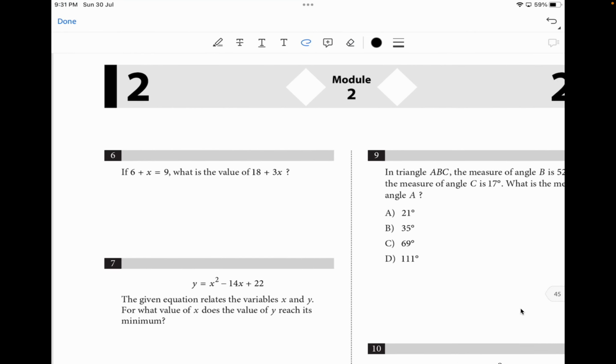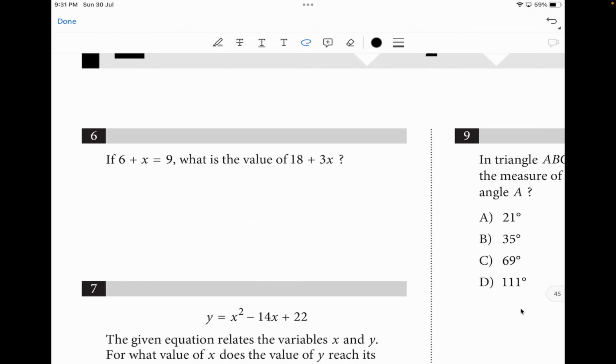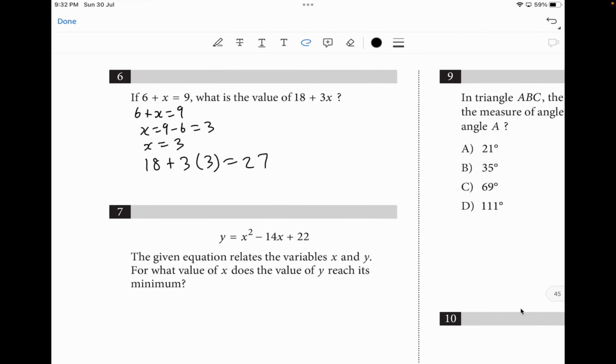Question number 6. If 6 plus x is equal to 9, what is the value of 18 plus 3x? First of all, we're going to find out what x is. So x is equivalent to 9 minus 6, which gives us a value of 3. So x is equivalent to 3. So it's going to be 18 plus 3 times 3. 18 plus 3 times 3 gives you the value of 27. So your answer is just going to be 27. That's it. 27 is the answer for question number 6.